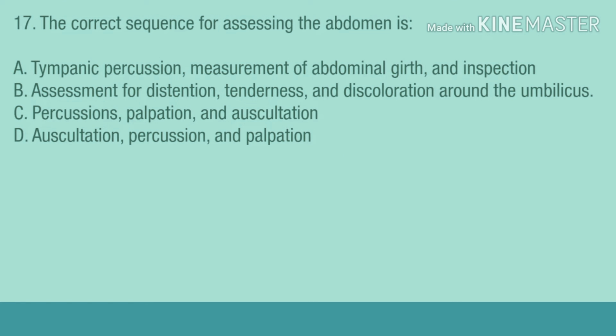Question 17. The correct sequence for assessing the abdomen is: A. Tympanic percussion, measurement of abdominal girth, and inspection. B. Assessment for distension, tenderness, and discoloration around the umbilicus. C. Percussion, palpation, and auscultation. D. Auscultation, percussion, and palpation.